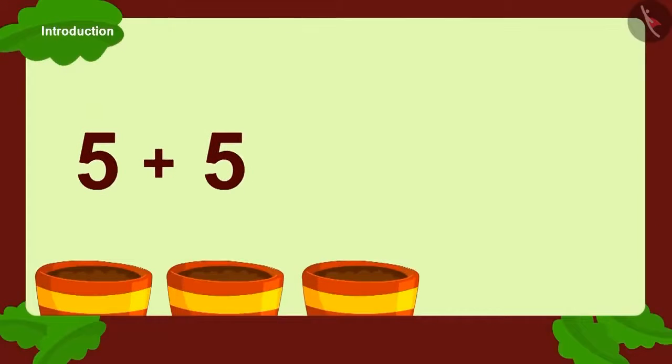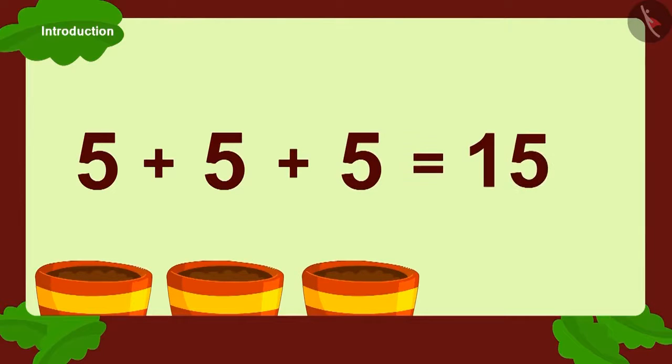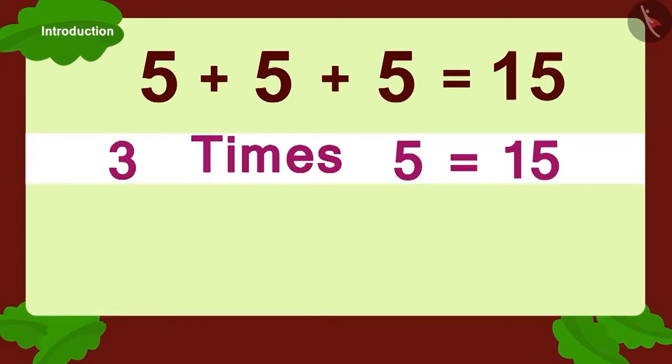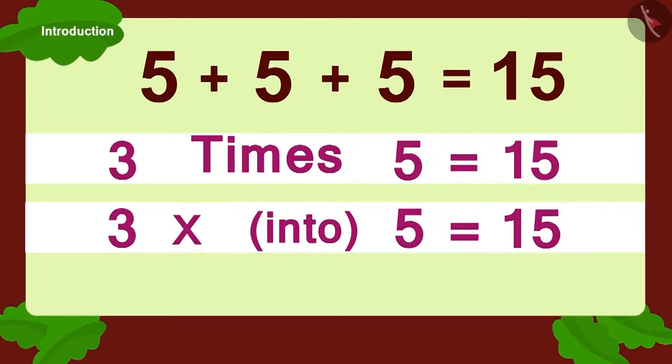5 plus 5 plus 5. What number do we get? Yes, Babban planted 15 seeds in total. Now, how can we write it in a different form? 3 times 5, or 3 multiplied with 5.